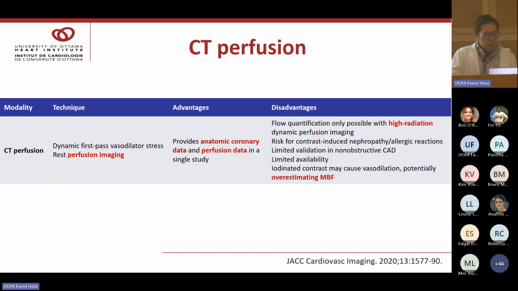So next, the CT is also an option. A big advantage here is that both coronary anatomy and perfusion data can be assessed in a single study. However, coronary flow quantification is only possible with dynamic perfusion scans, which significantly increase the radiation dose. Additionally, there is a concern that the contrast may cause vasodilation, which could lead to an overestimation of flow measurement.